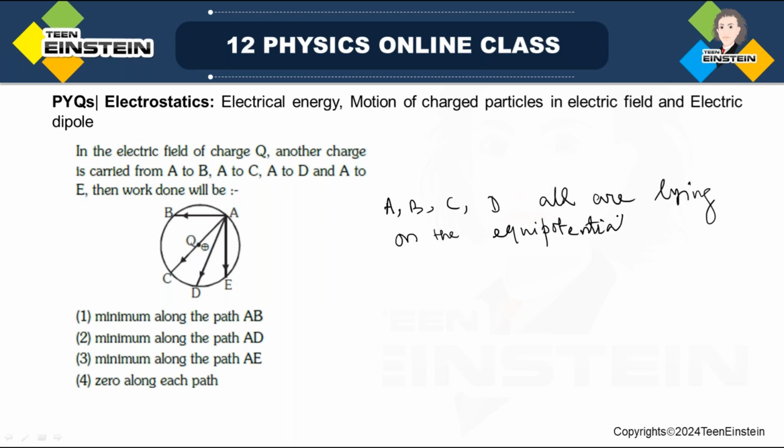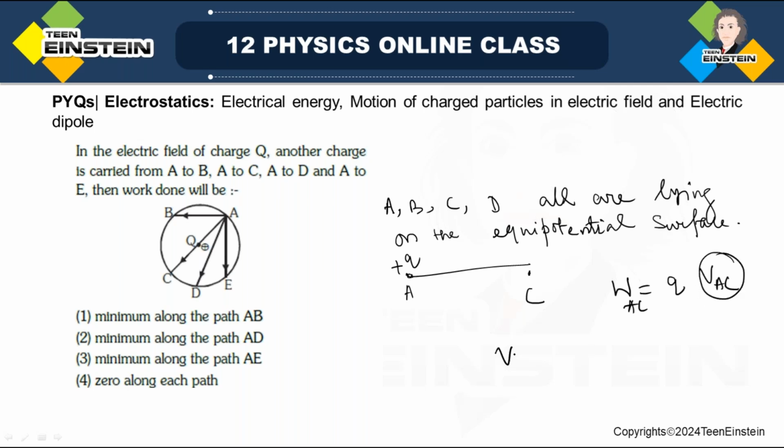Equipotential surface. So therefore there is no work done when I bring a charge from one point to another. Okay, if I have these 2 points A and C, I bring a unit positive charge or any other charge from A to C, my work done will be Q into potential difference, VAC, which is VA minus VC.